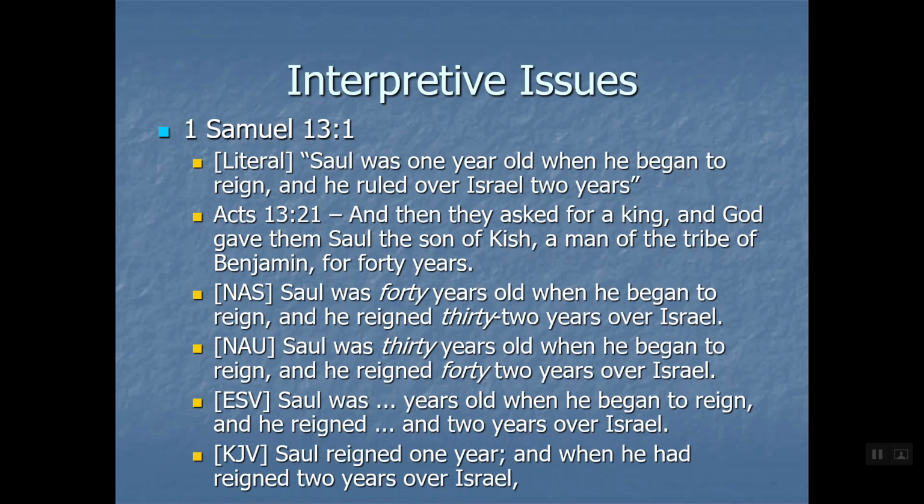There's an issue with 1 Samuel 13 where it literally says Saul was 1 year old when he began to reign. He ruled over Israel 2 years. Okay, and it appears that there's a problem with the manuscript at that point, and we don't have one that shows us what it is. We don't have a good manuscript here to clarify. And so you'll see the different versions.